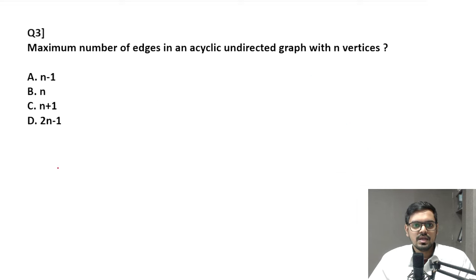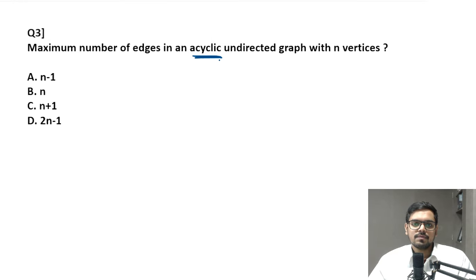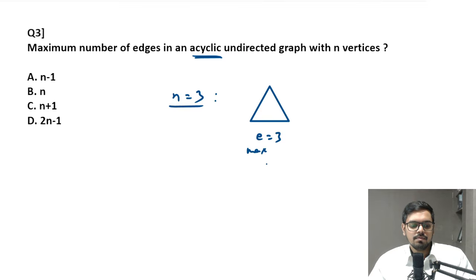Try the question number 3. Maximum number of edges in an acyclic undirected graph with n vertices is what? Pause the video, think. Now you are very familiar with my technique, sir. You will use the substitution technique, obviously. So acyclic. So if I take n is equal to 3, I will get a cycle. So when a vertex is 3, number of edges is 3, right? That's obviously the maximum, you can say that it's 3.